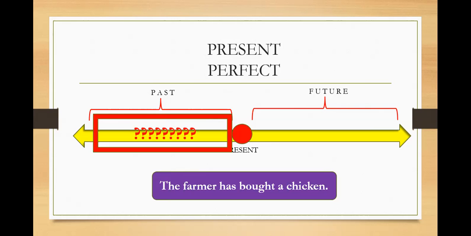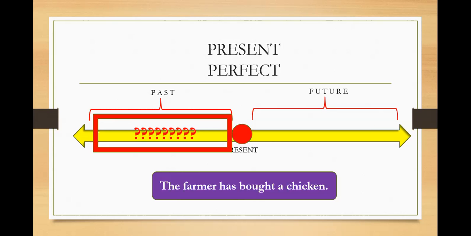Okay, the farmer has bought a chicken. We don't know. Was that yesterday? We don't know. Was that this year? We don't know. Was that last year? We don't know. Okay, we don't have specifications for present perfect of when the action was finished in the past.